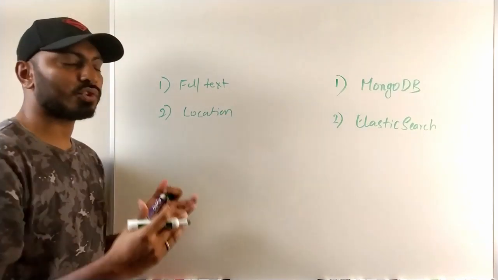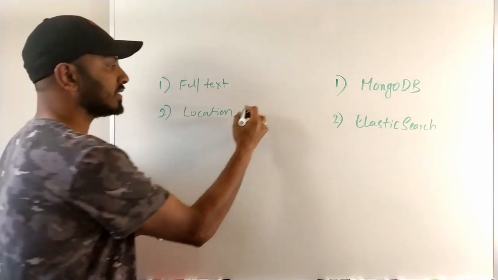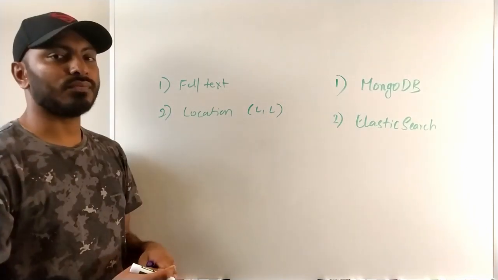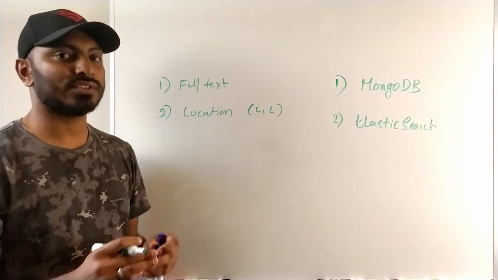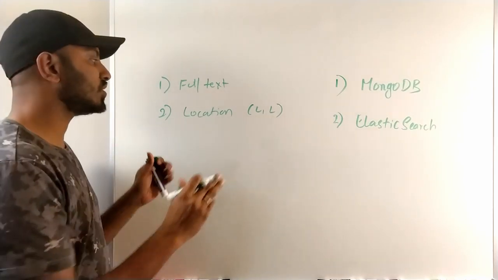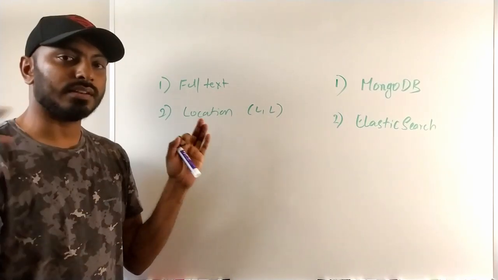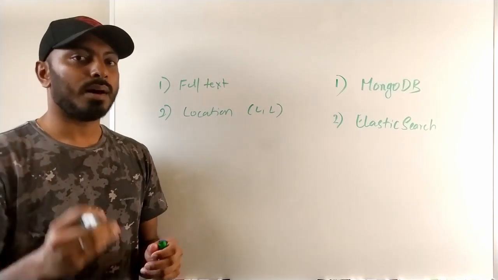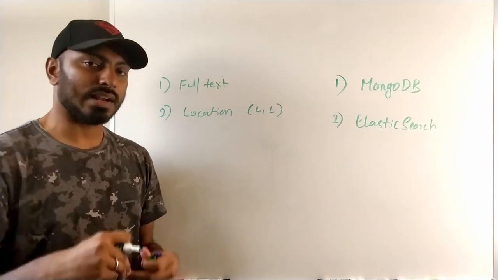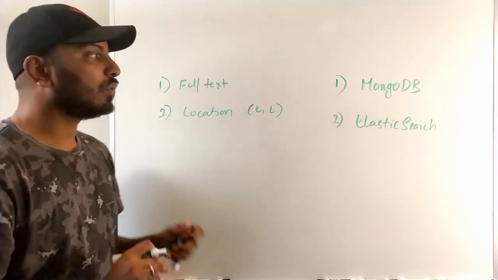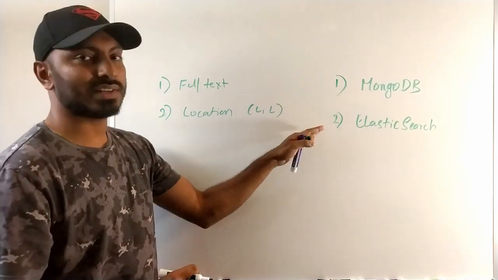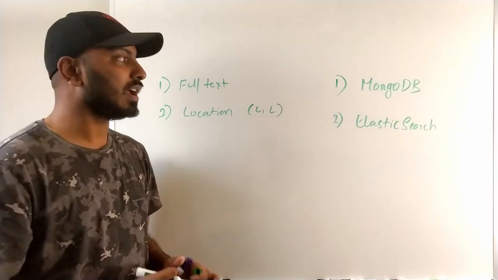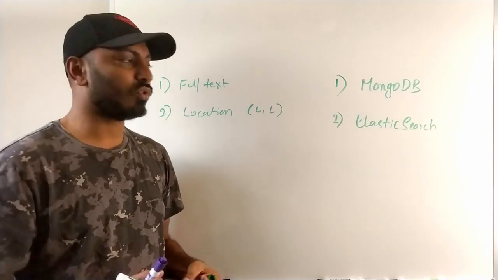Since we are storing the location information as a latitude and longitude tuple, or GPS information, we need our database to be able to search nearby restaurants or nearby places given my real-time location. For that, we need to choose a database which provides that. Surprisingly, MongoDB and Elasticsearch both provide that. In fact, MongoDB has better support for that.